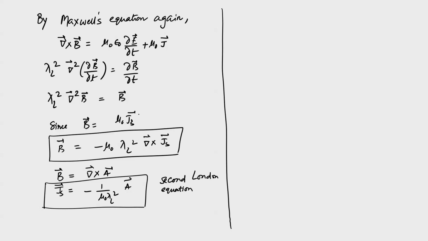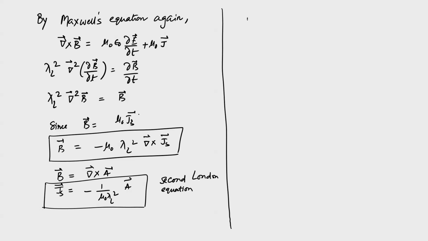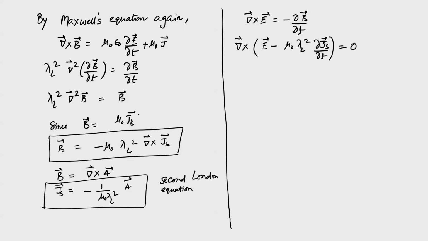All right. So, these are the two London equations that we get, but what are they good for? What do they convey? And can we extract some more information out of them? That is the question. So, of course, we know that curl of E is equal to minus del B del t, and the curl of E minus mu 0 lambda L square del Js del t, or you can write it as dJs dt as well, is equal to 0.